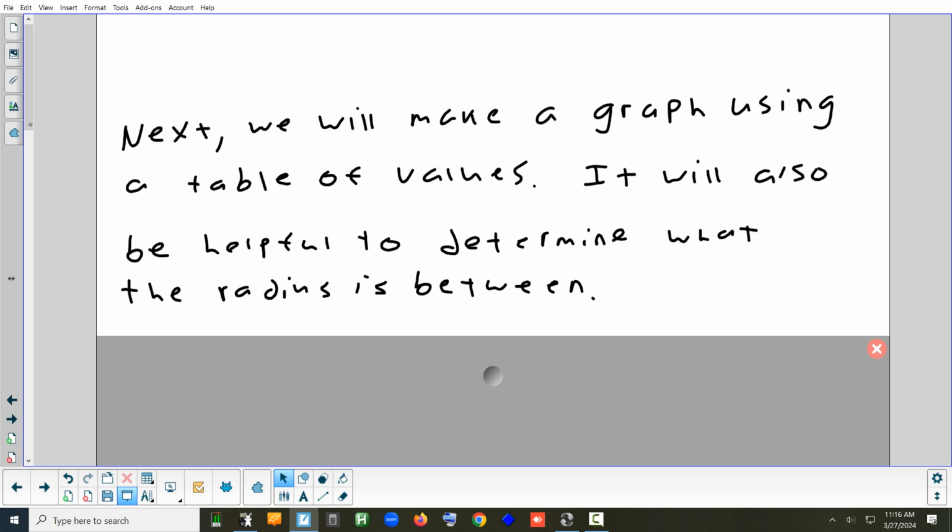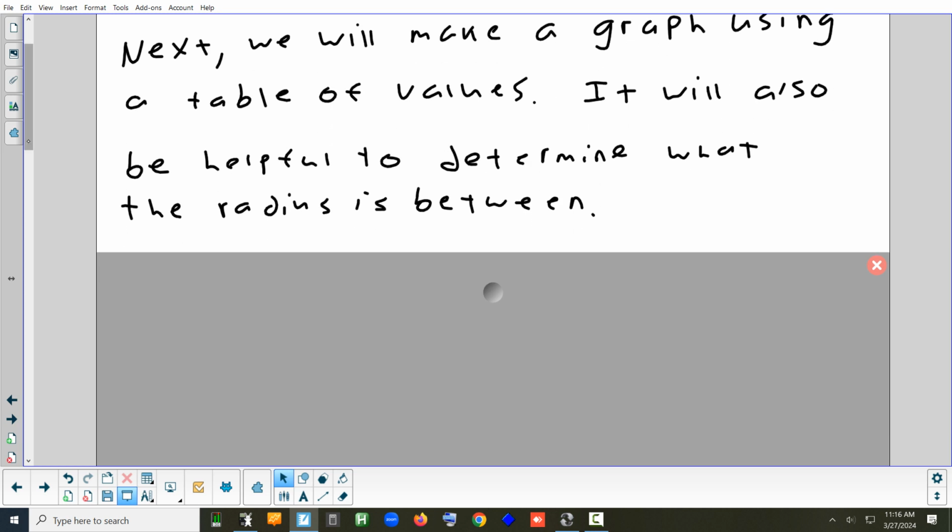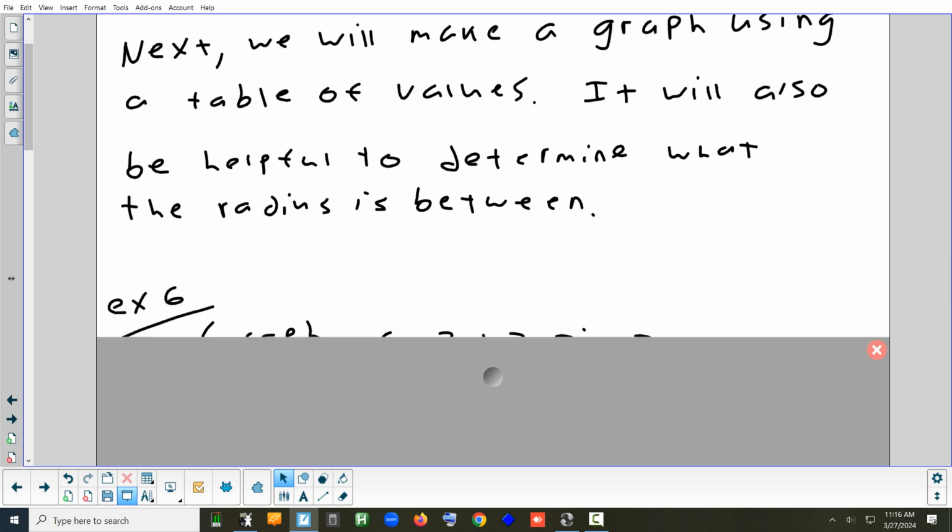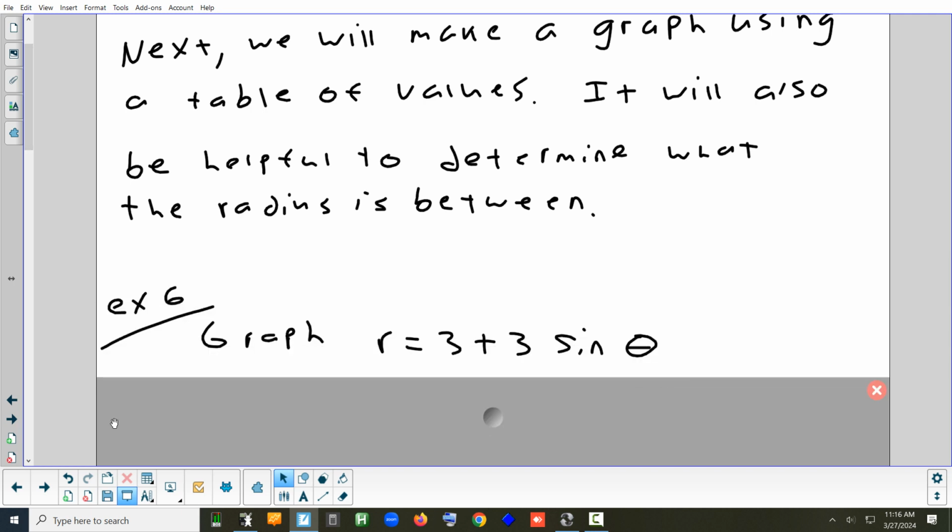Okay, so now we're going to look at another graph in polar. We're going to go beyond just lines and circles. To graph this one, we're really going to have to think about what's happening. We're going to have to break down the formula almost into sections. Okay. So that's what I want to graph. 3 plus 3 sine theta.